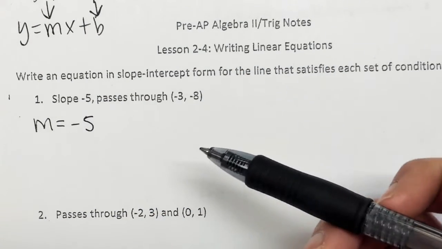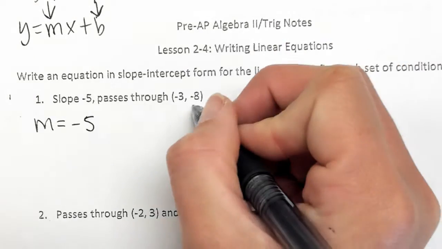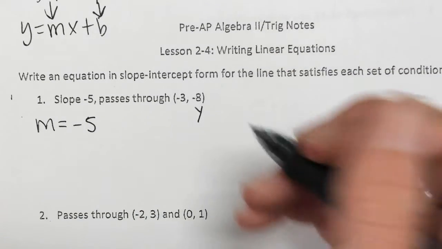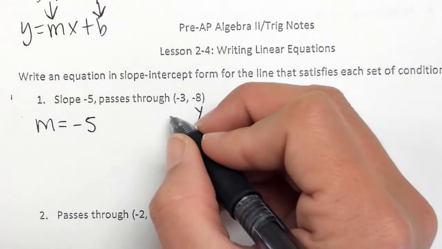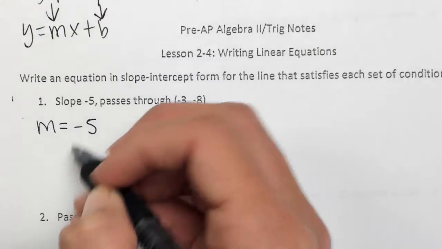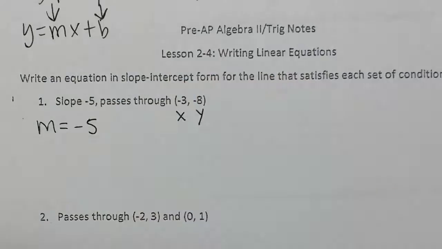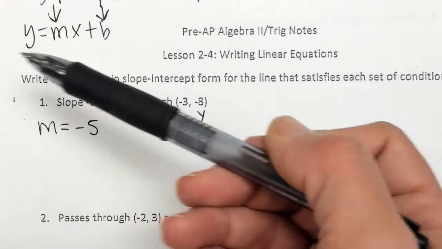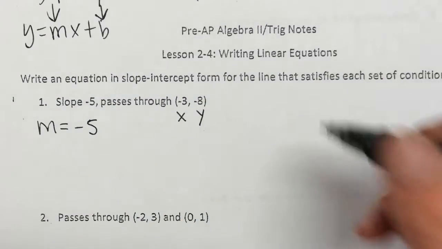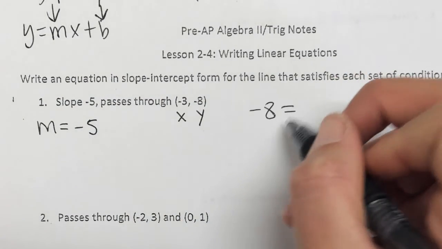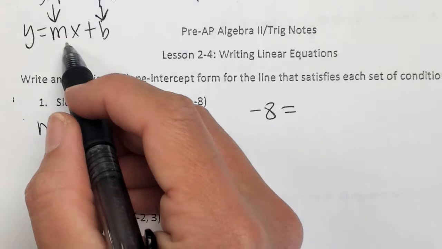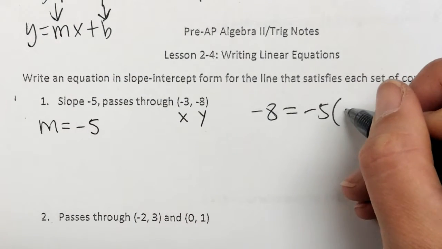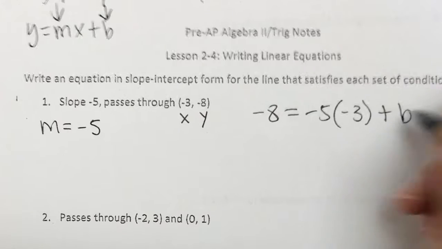What's our y? Good. And what's our x? Good. And we have an m, correct? So we're only missing the b. So we could fill all this in for this formula to solve for b. For example, instead of y equals, I'm going to put what? -8 equals. Instead of m, I'm going to put what? Instead of x, and then plus b.